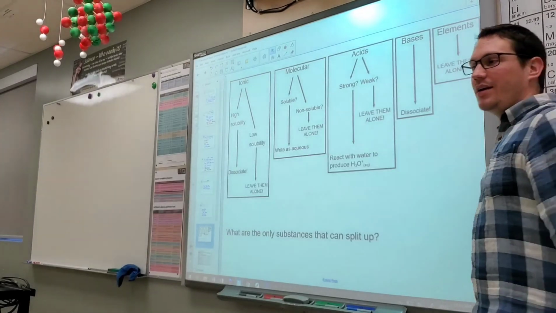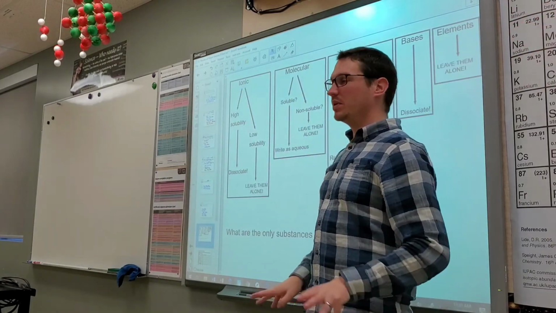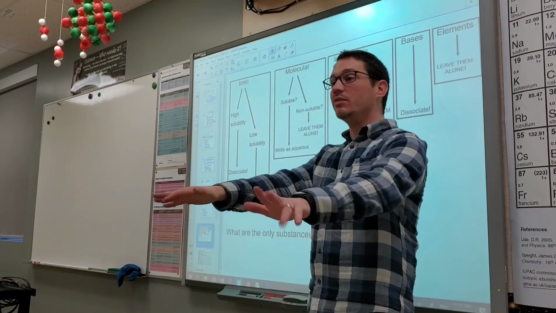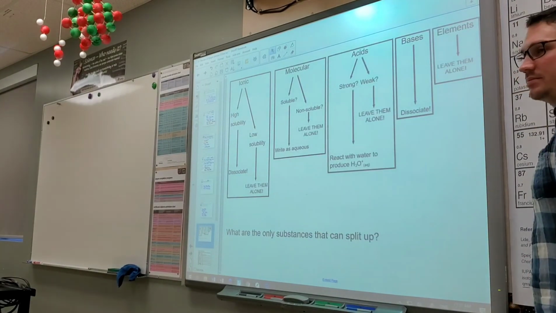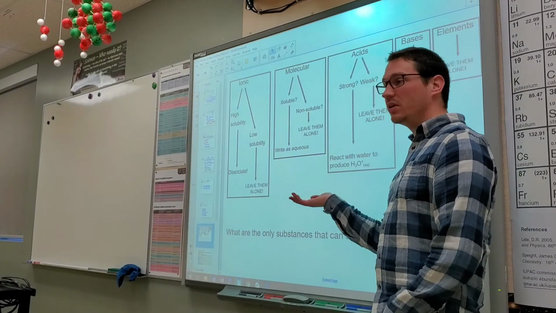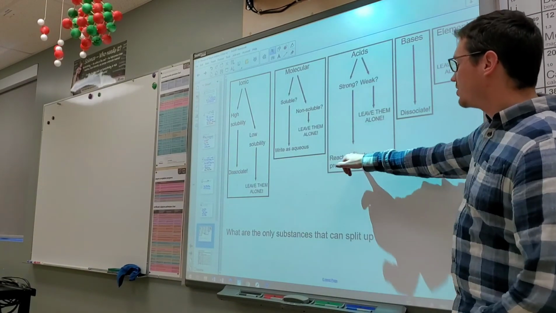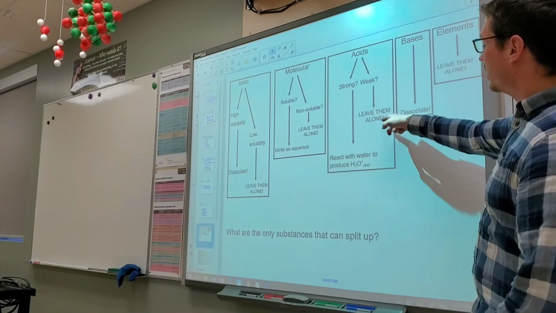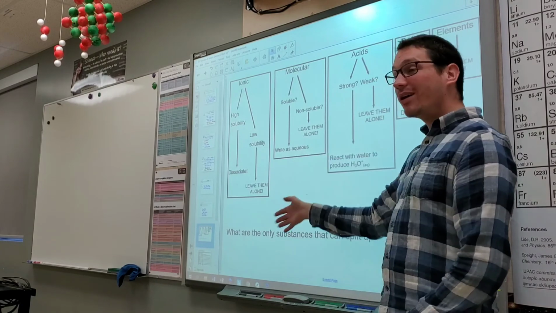Are we good? Ionic substances, if they're high solubility, you dissociate them, split them up. If they're low solubility, leave them alone. What do you notice about almost every single one of these? Either you split it up, or you leave it alone. That's basically the idea behind it. Acids react with water, produce hydronium, or you leave it alone. Elements, leave it alone. Molecular compounds, leave it alone, or it's soluble.